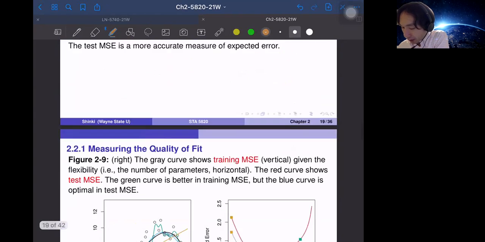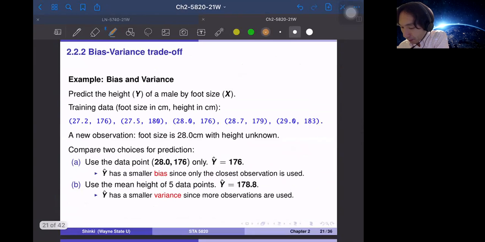Okay, so today we have a little more conceptual topic. Suppose that we have 2 models. Maybe the 2 models have almost the same level of fit, I mean the same level of test MSE or test error. But still, the 2 models are different. Some models are good to reduce bias, and some other models are good to reduce variance. So I would like to explain the bias and the variance.